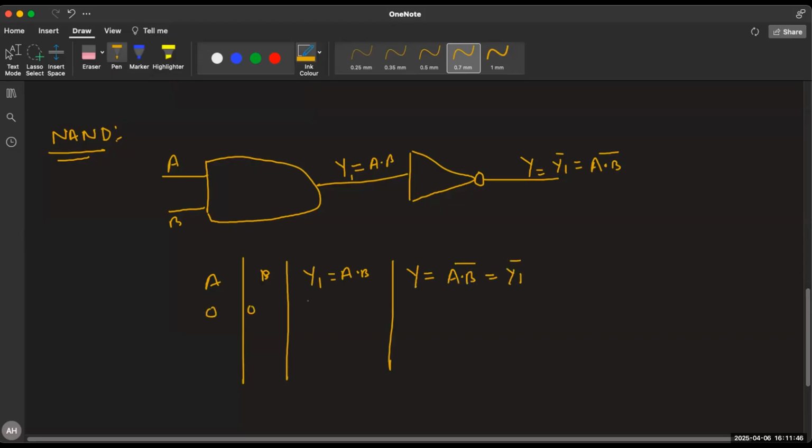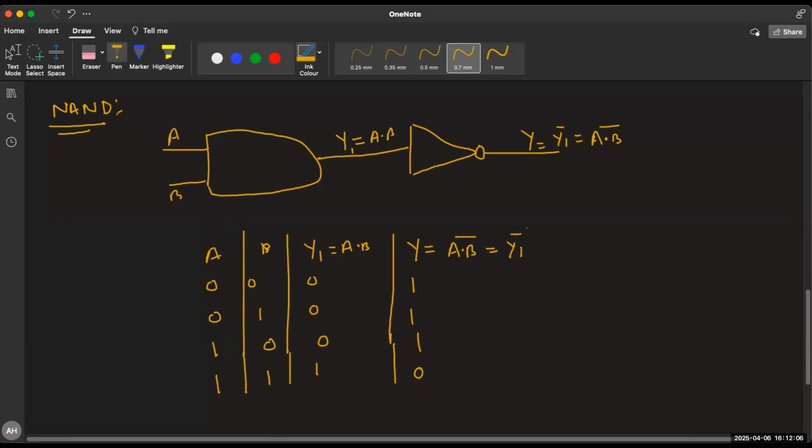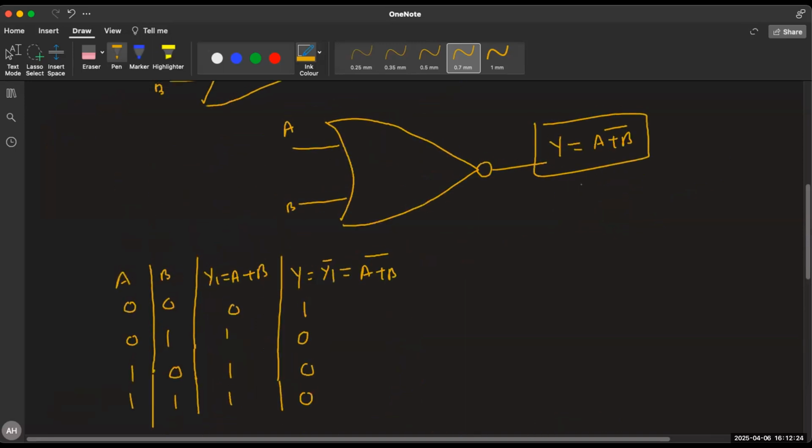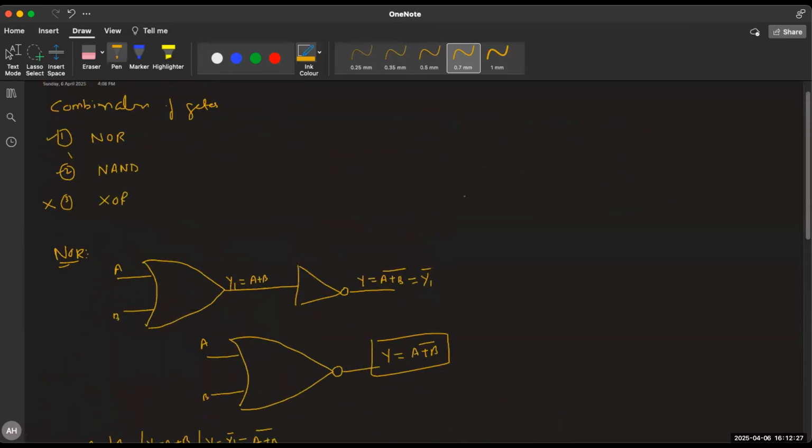If I write the truth table, 0, 0 is 0, the complement is 1. 0, 1 is 0 in the AND gate, but the complement is 1. 1, 0 is 0 in the AND gate, but the complement is 1. 1, 1 is 1, and the complement is 0. This is the truth table for the NAND gate. And you can draw the shorthand notation also. This is A, this is B, and this bubble represents the NOT gate, giving A dot B bar. Note it down.